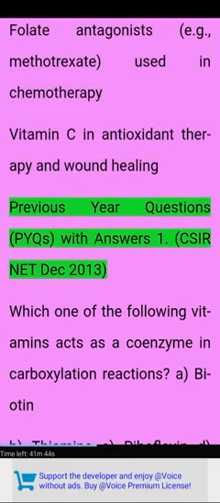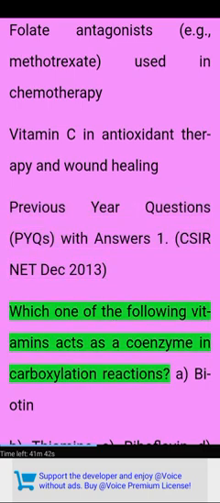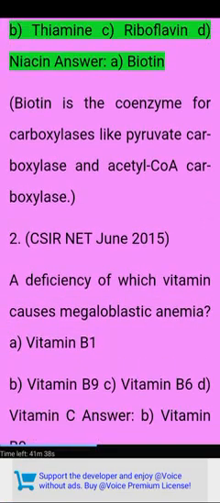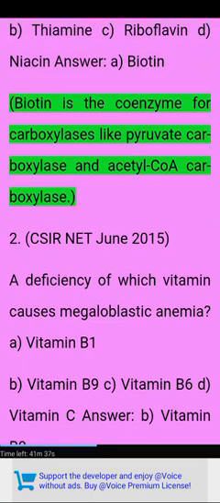Previous year questions, PYQs, with answers. 1. CSIR NET December 2013. Which one of the following vitamins acts as a coenzyme in carboxylation reactions? A. Biotin. B. Thiamine. C. Riboflavin. D. Niacin. Answer: A, biotin. Biotin is the coenzyme for carboxylases like pyruvate carboxylase and acetyl-CoA carboxylase.